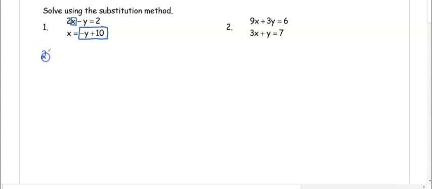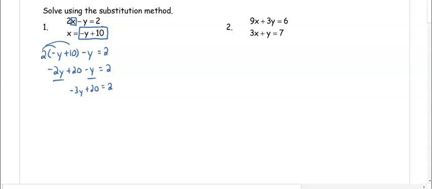Everything else stays the same. So we have 2 parentheses negative y plus 10 minus y equals 2. We can distribute the 2, negative 2y plus 20 minus y equals 2. We would combine our y's together. Negative 3y plus 20 equals 2. We can subtract 20 from both sides. Negative 3y equals negative 18. We divide by negative 3.